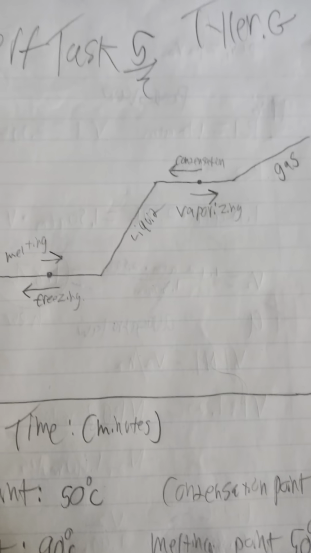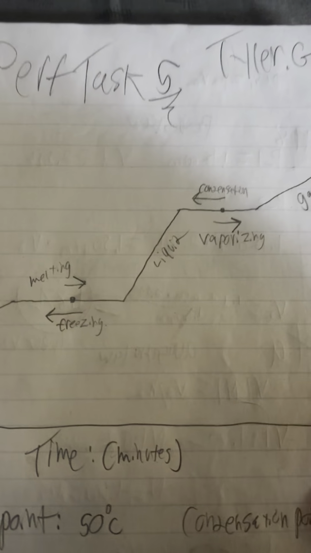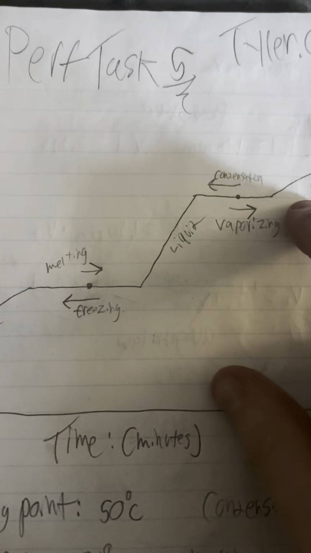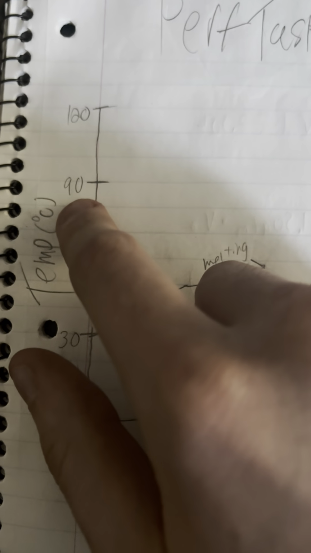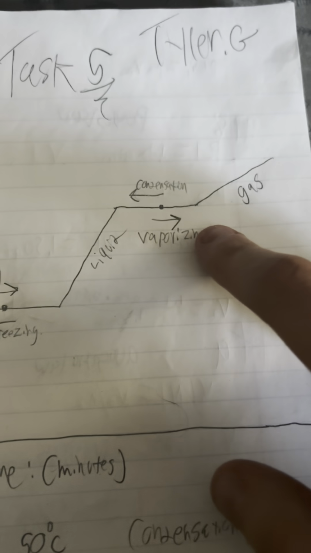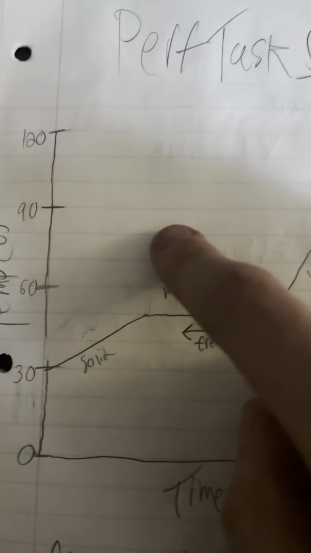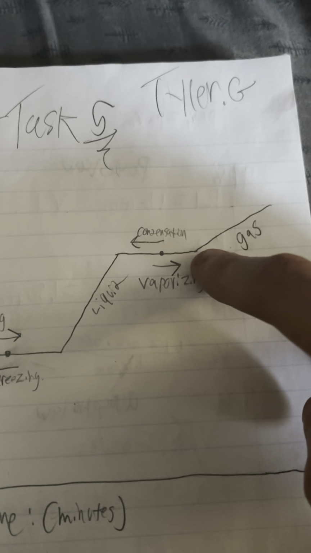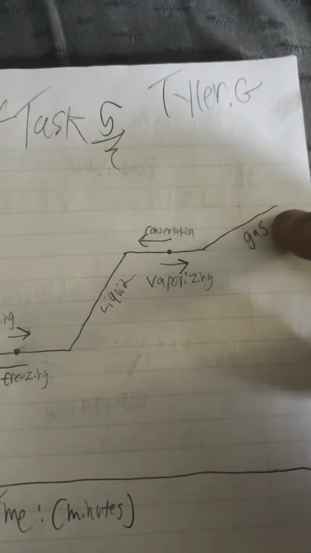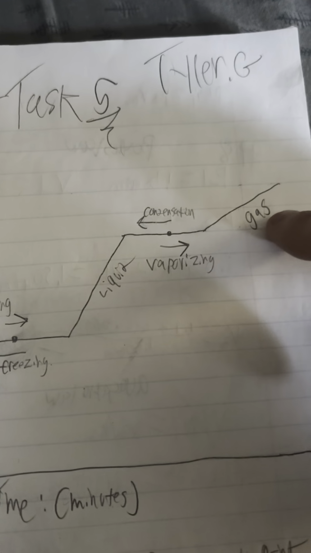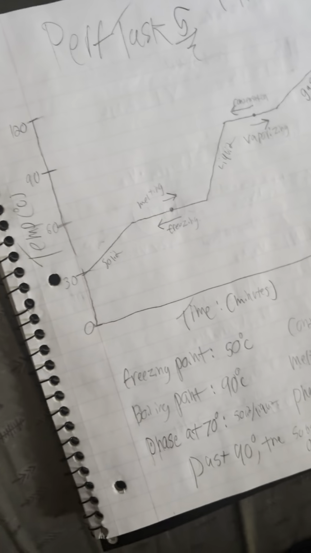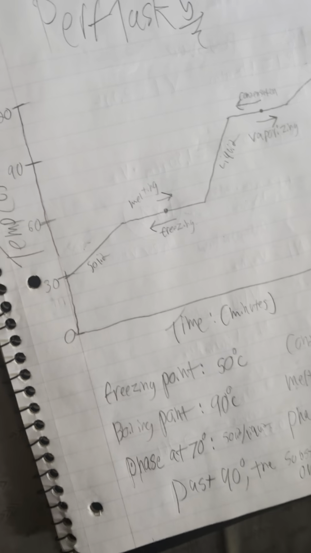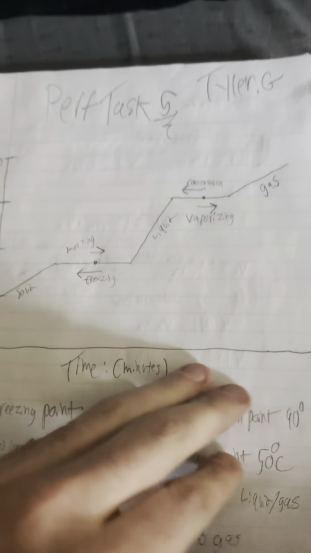Beyond what temperature is the substance only a gas? Let's grab here. All right, 90 degrees. You see that it starts to go up past the boiling point. So I would say past 90 degrees, this substance would only be a gas. All right, now we're moving on to some really fun math.